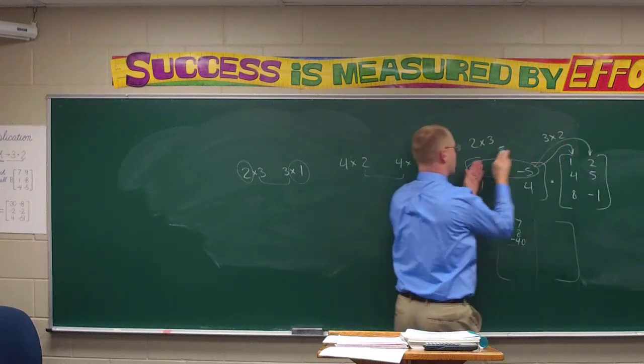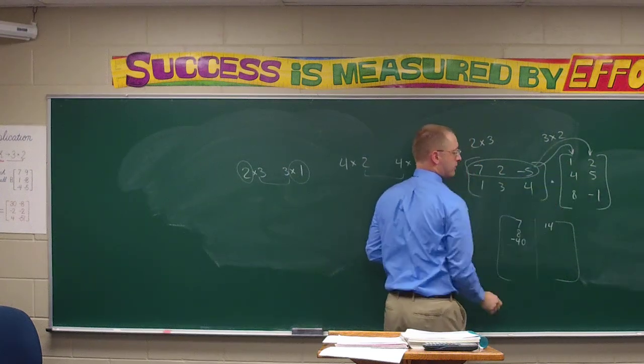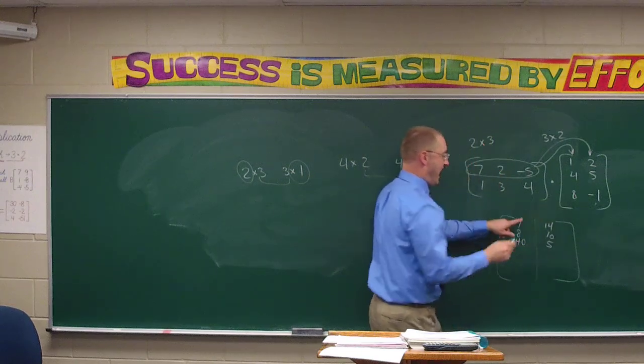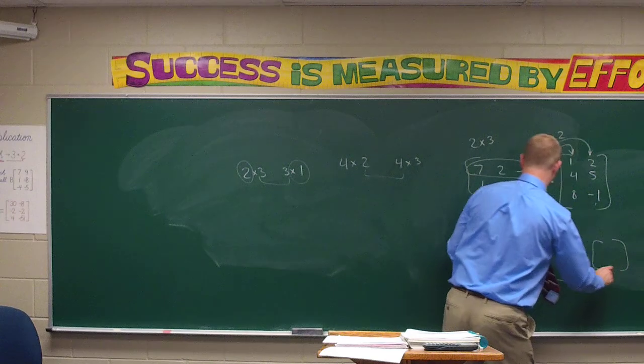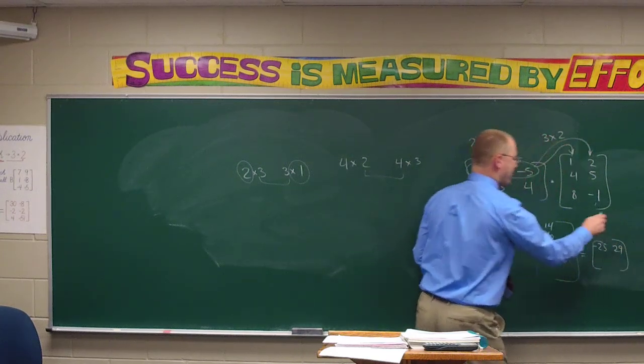Drop it down here now. 7 times 2. 2 times 5. Negative 5 times negative 1. And you're going to add the partial products together to get the first 2 terms of the final matrix. So what is that? Negative 25 and 29 when you add those together.